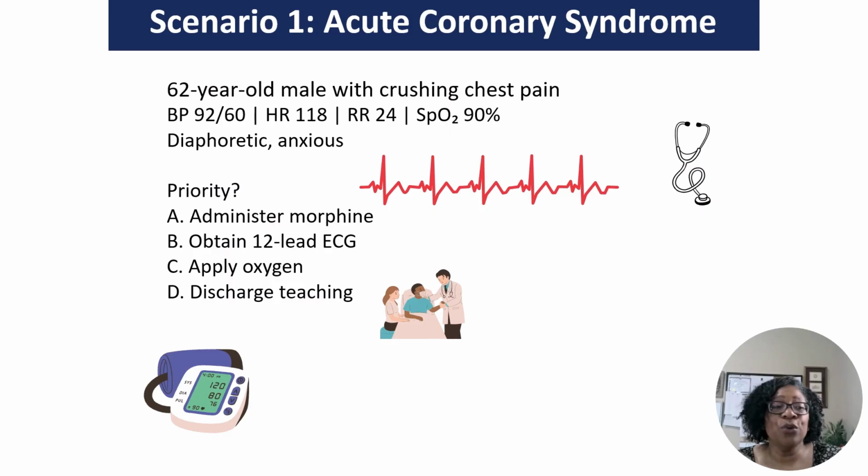Okay. So you have a 62-year-old male coming in with crushing chest pain radiating to the left arm. Blood pressure 92 over 60, heart rate 118, respiratory rate 24, oxygen saturation 90%. They're diaphoretic and they are anxious. All right. So what's the priority? Do you administer morphine? Do you obtain a 12 lead EKG? Are you going to apply oxygen? Or are you going to do discharge teaching? Okay. So think about it for a second.